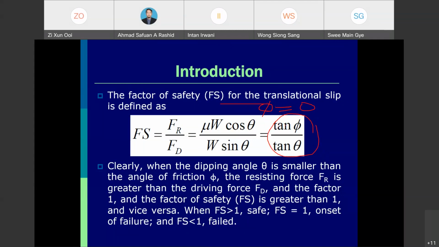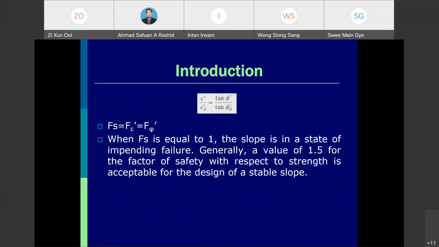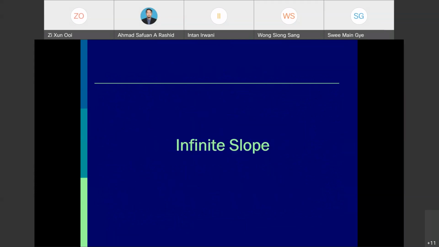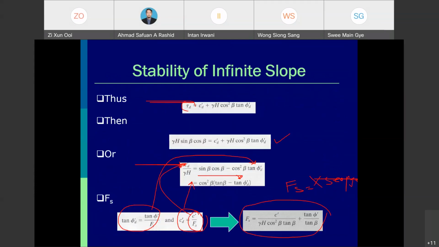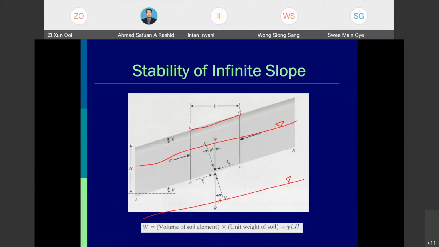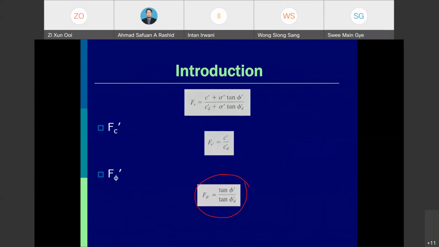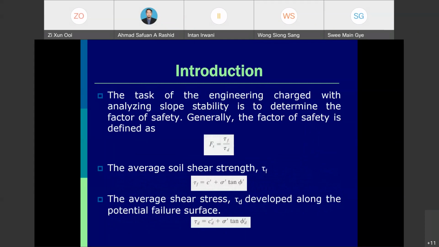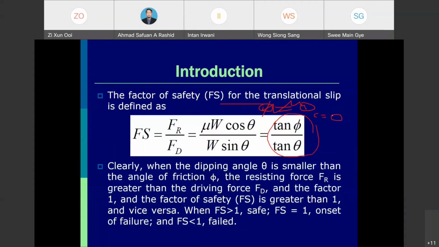Sorry, not phi is equal to 0. Sorry, when c is equal to 0. So it is not what we call a clay material. So then we get tangent phi over tangent theta. So it means that it relies on the phi value.